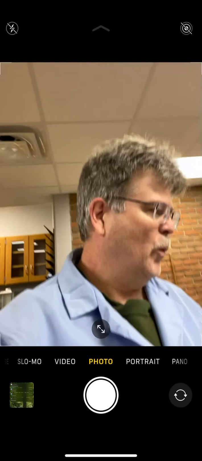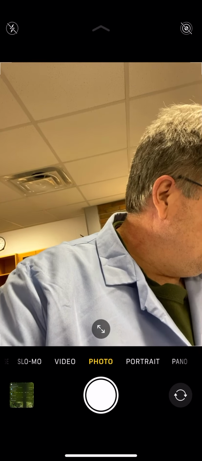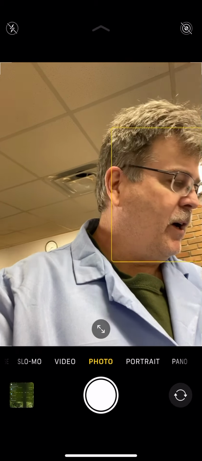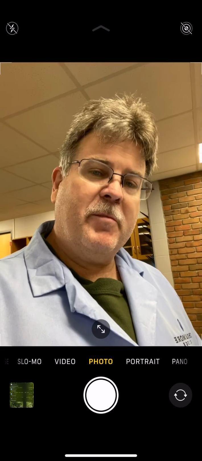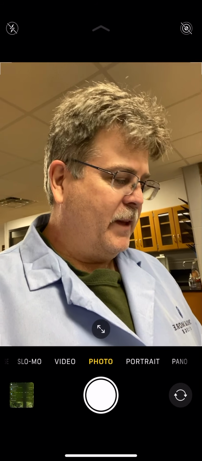Okay, this is Dr. Esterline again in the chemistry lab. We are going to be doing an experiment calculating R in the equation PV equals nRT. This is experiment number 8, evaluating the gas law constant.